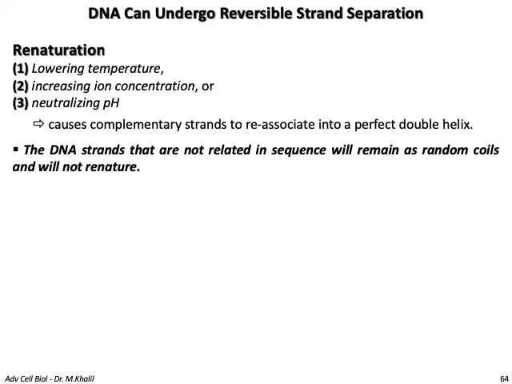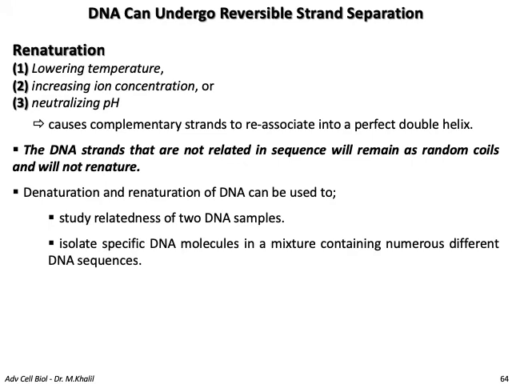As we said before, DNA can undergo reversible strand separation. So renaturation means you are reversing the factors used while melting the DNA, like lowering temperature, increasing ion concentration, and neutralizing pH. This leads to reassociation of the double helix. And of course, DNA strands that are not complementary will remain as a random coil, as single strands, and will not renature.